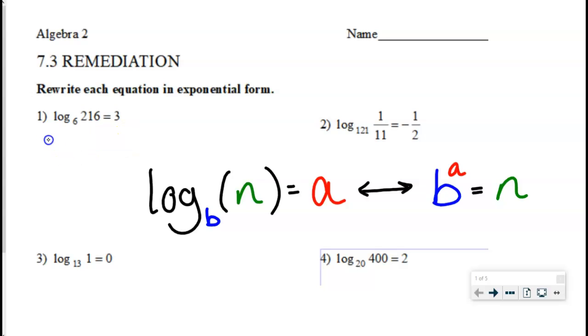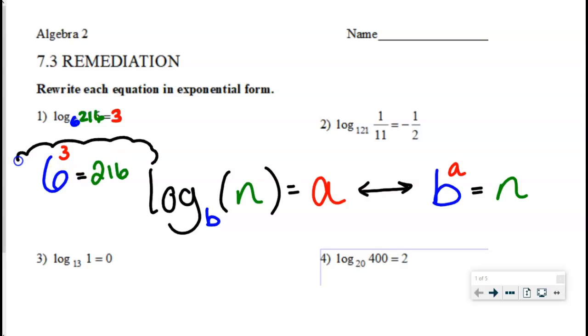So like here, for instance, number 1, my base is 6. So when I go to rewrite it in exponential form, the base is also a 6. And then the answer to the logarithm is a 3. This becomes the exponent. And then it equals what was in the logarithm originally, which is a 216. So the answer to this question is now a 216.